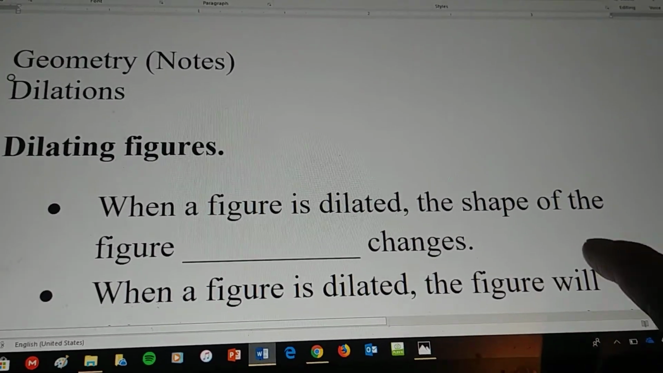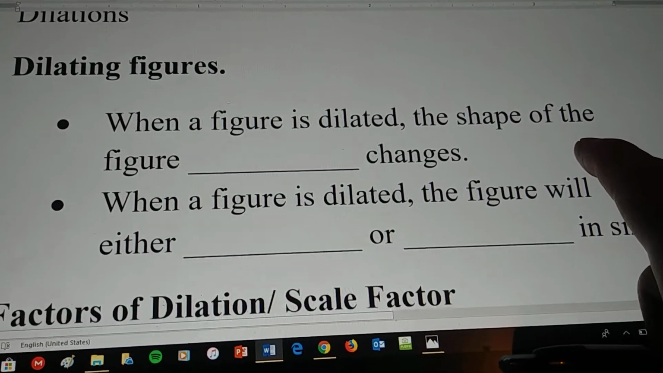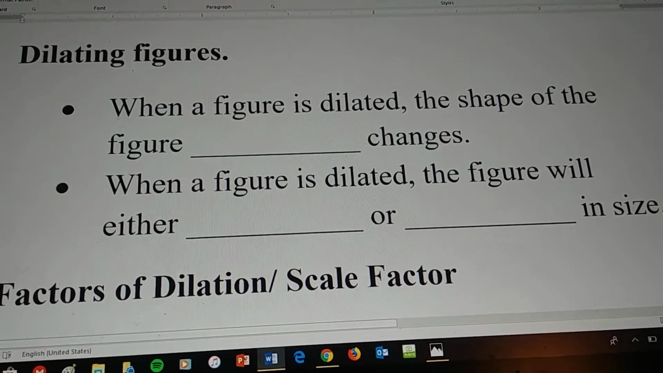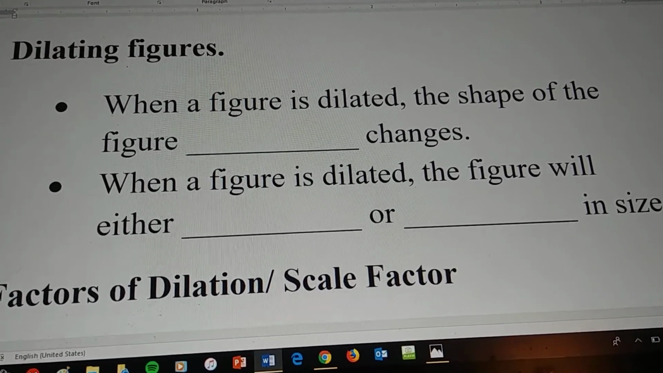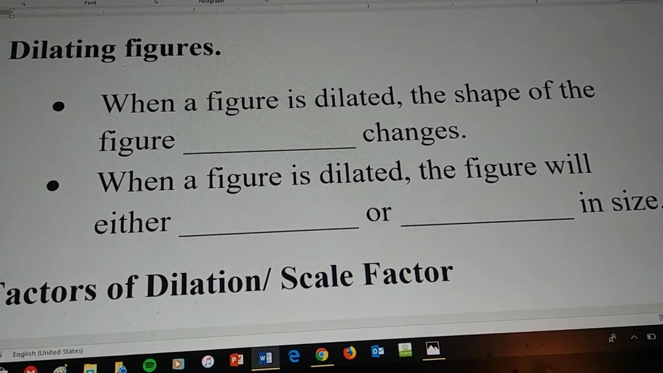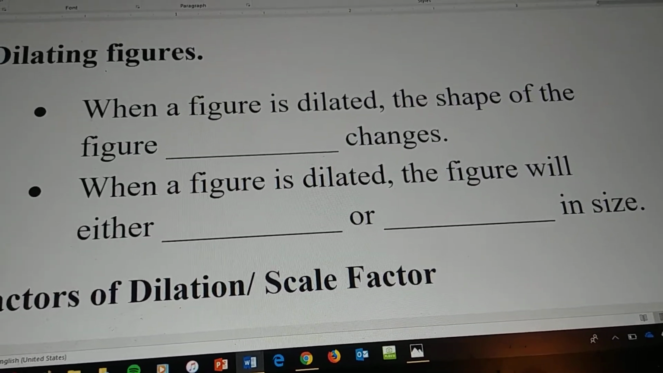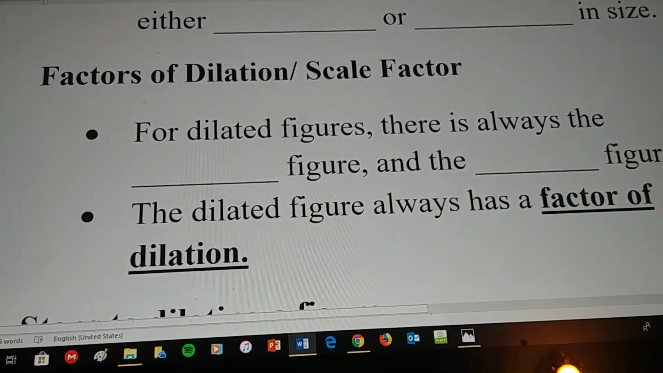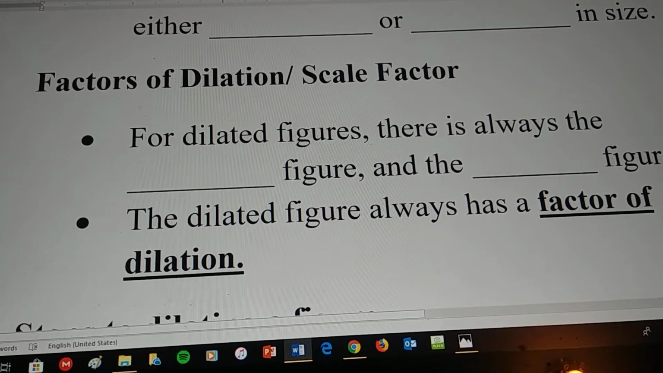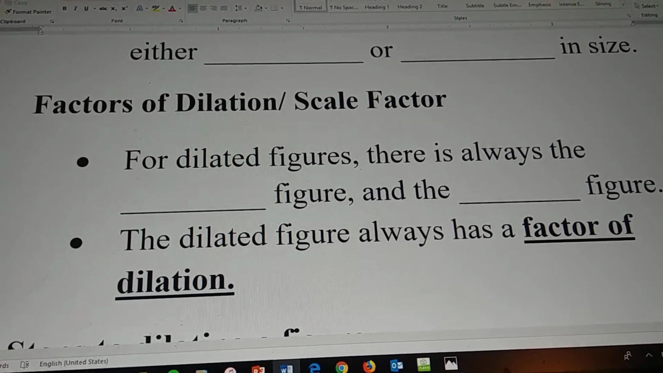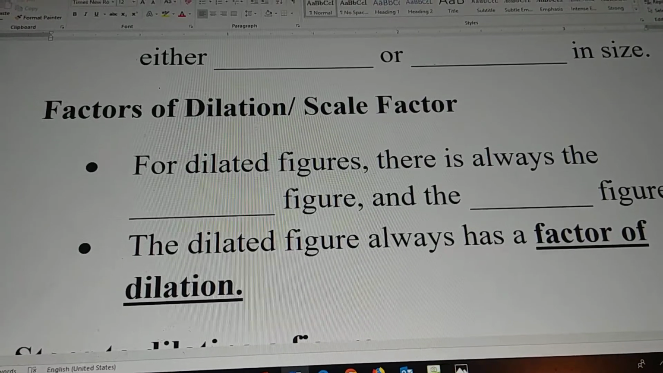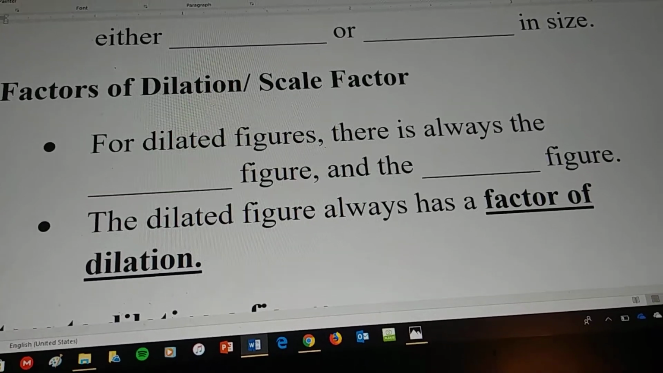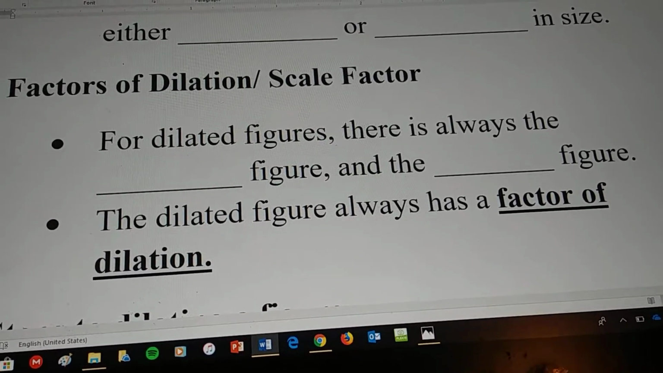So for the first part of the worksheet, which you should all have, it says when a figure is dilated, the shape of the figure never changes. When a figure is dilated, the figure will either shrink or expand in size. Now we have factors of dilation or scale factor. These two terms will be interchangeable, so be prepared to see either one of these on tests or quizzes.